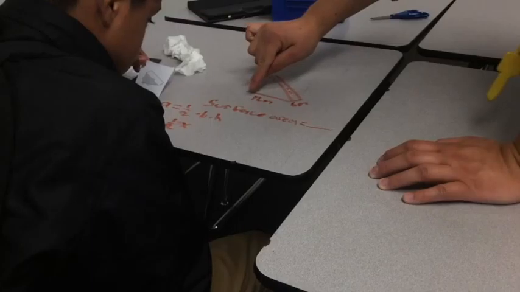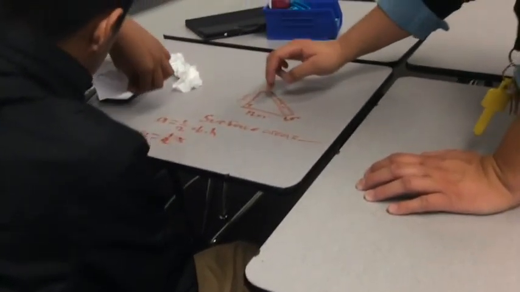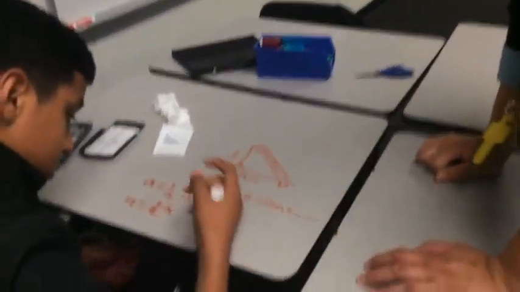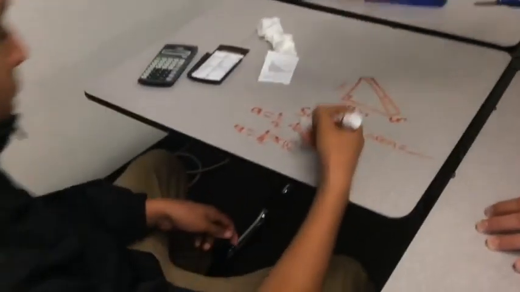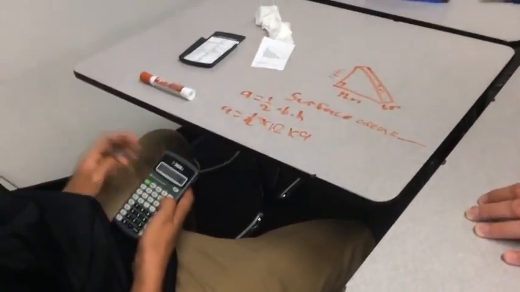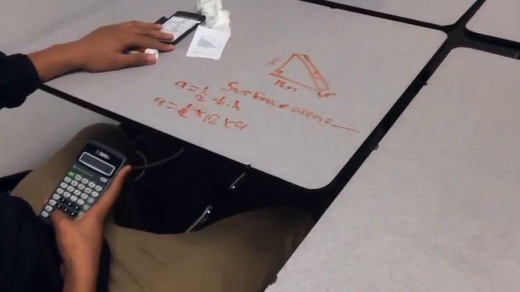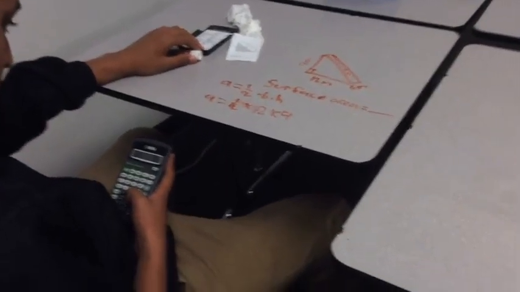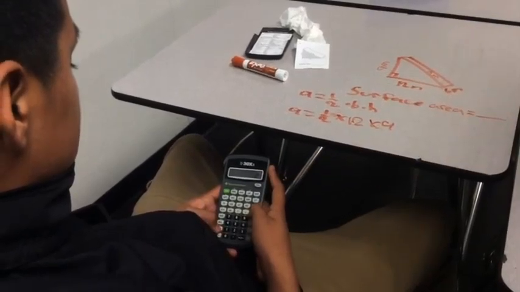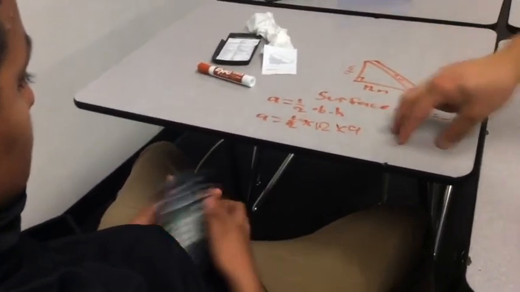Base is usually at the bottom of a triangle. Yeah, that's the bottom. So what's the base? 12. Okay, 12. And how high is it? What's the height? 9. Alright, so when you put it in the calculator, that's going to go in as 0.5. So 0.5 times 12 times 9. Then let me know what your answer is. 54. Alright, that equals 54.